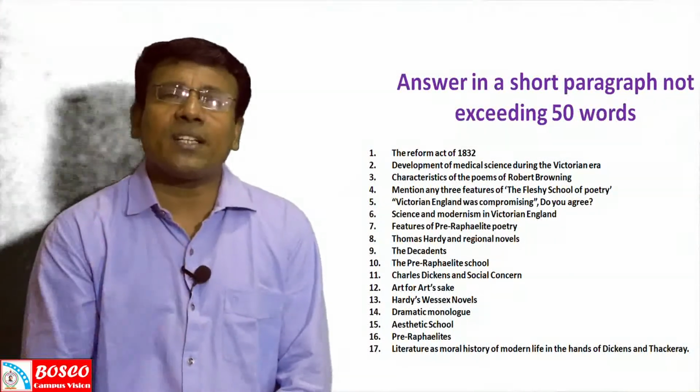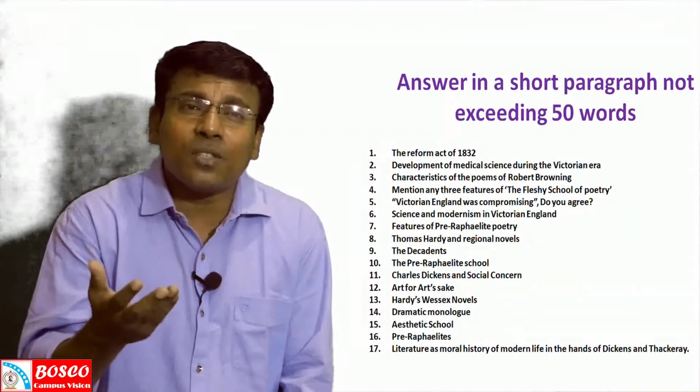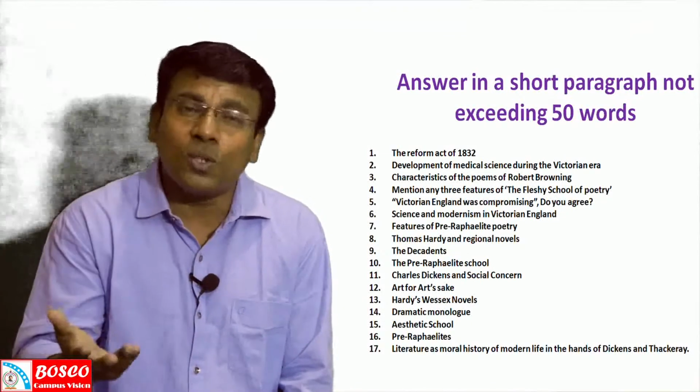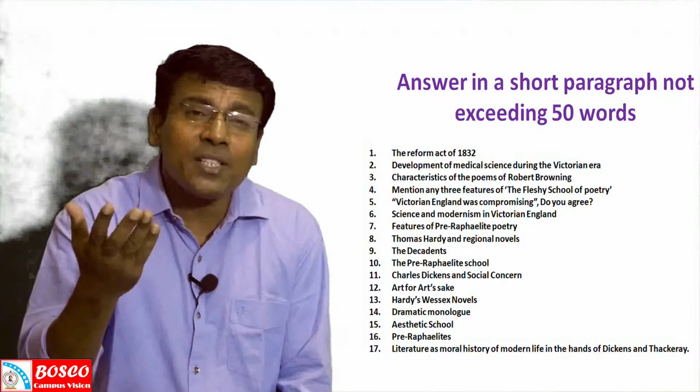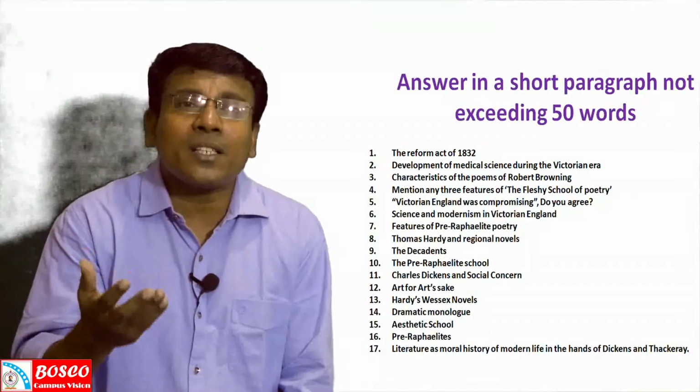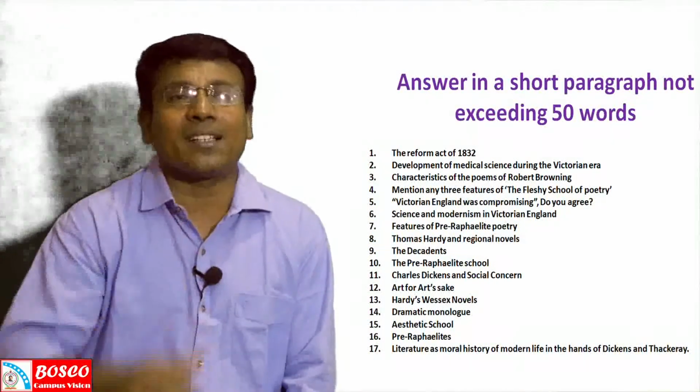The 14th question under this category is, what is a dramatic monologue? The 15th question is the aesthetic school. The 16th question that appeared in one of the question papers, once again pre-Raphaelites. The 17th question, literature as moral history of modern life in the hands of Dickens and Thackeray.